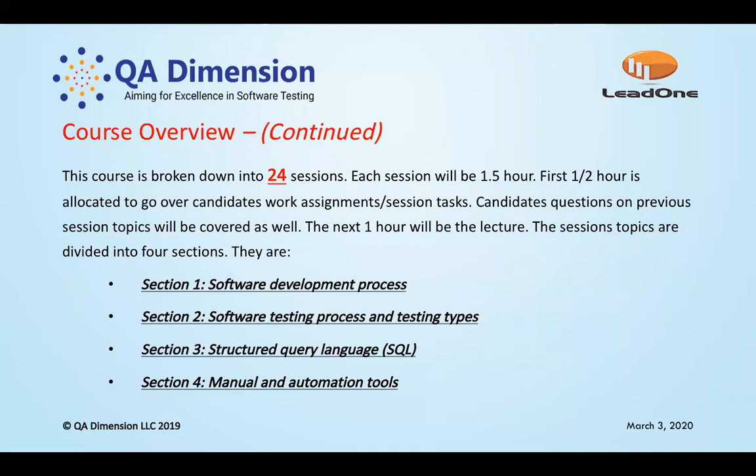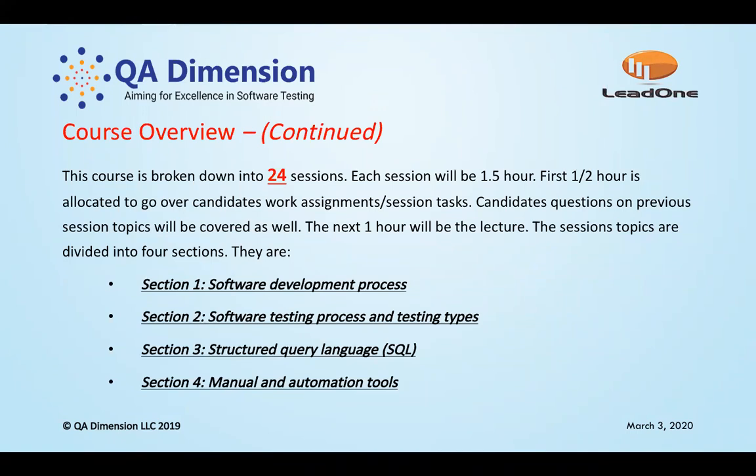All right, so now let's say how many sessions we're going to have. We're going to have 24 sessions, and each session will be 1.5 hours. The first half an hour is just to go over your homework, your questions, or any work assignment I will give you in the previous session. That half an hour is just allocated for that. And the next 1 hour will be the lecture.